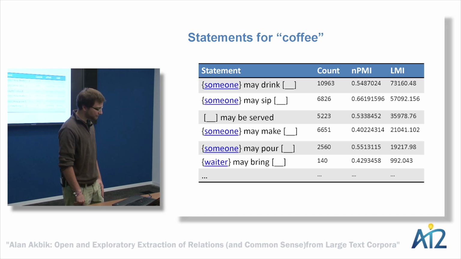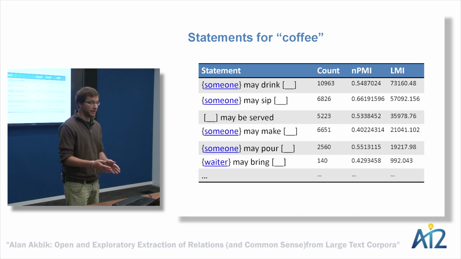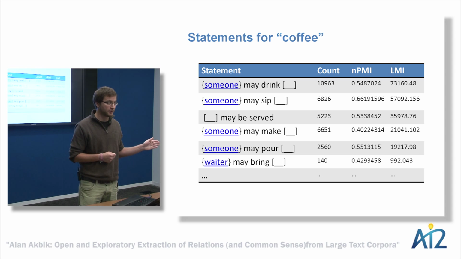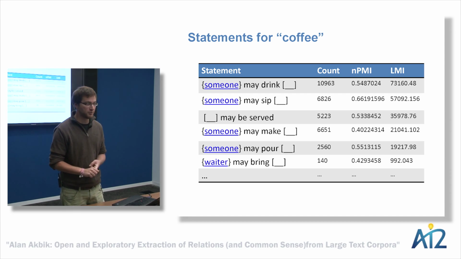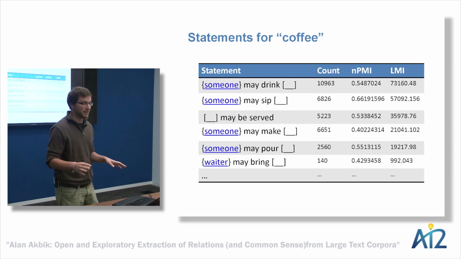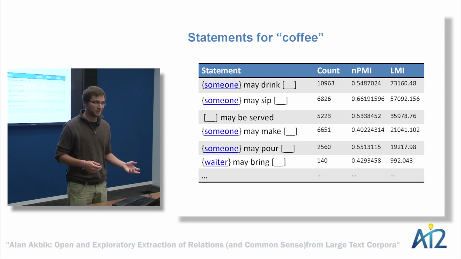But we don't only have the occurrence count. I mentioned that someone may drink coffee, we see that 10,000 times. What we can also do with this data is compute measures of association: pointwise mutual information, normalized pointwise mutual information, lexicographer's mutual information. We interpret these as typicality. For example, if we have the concept coffee and we don't know what else is happening, we might know that someone could drink it, it may be served, and so on.